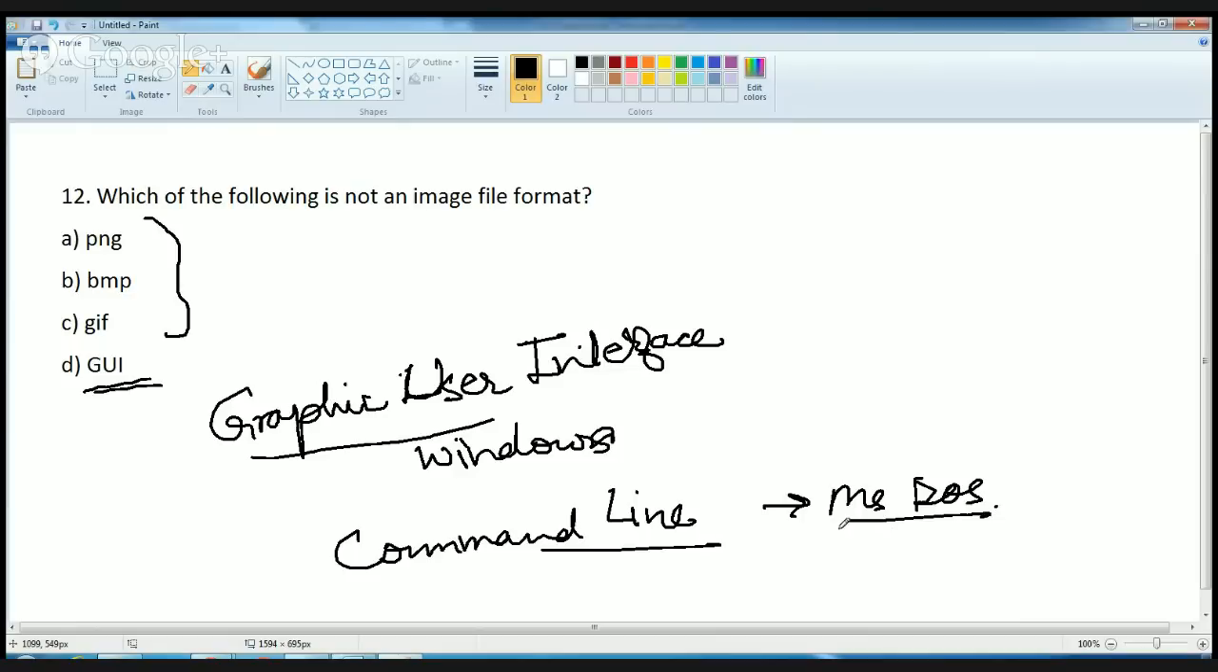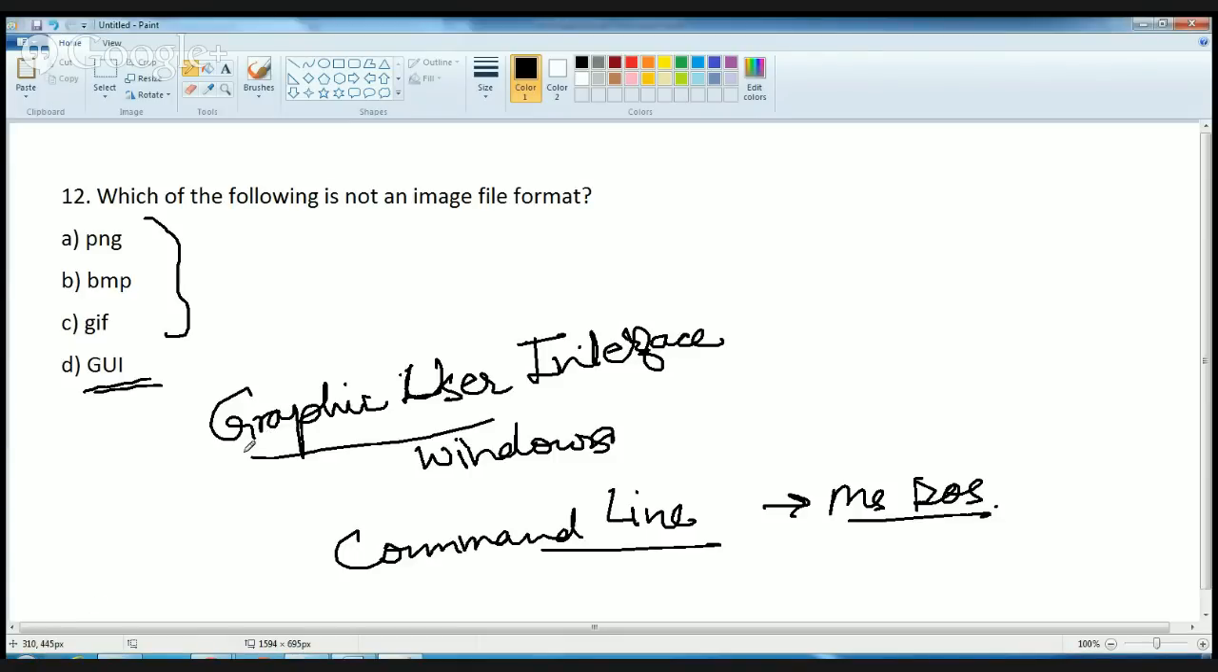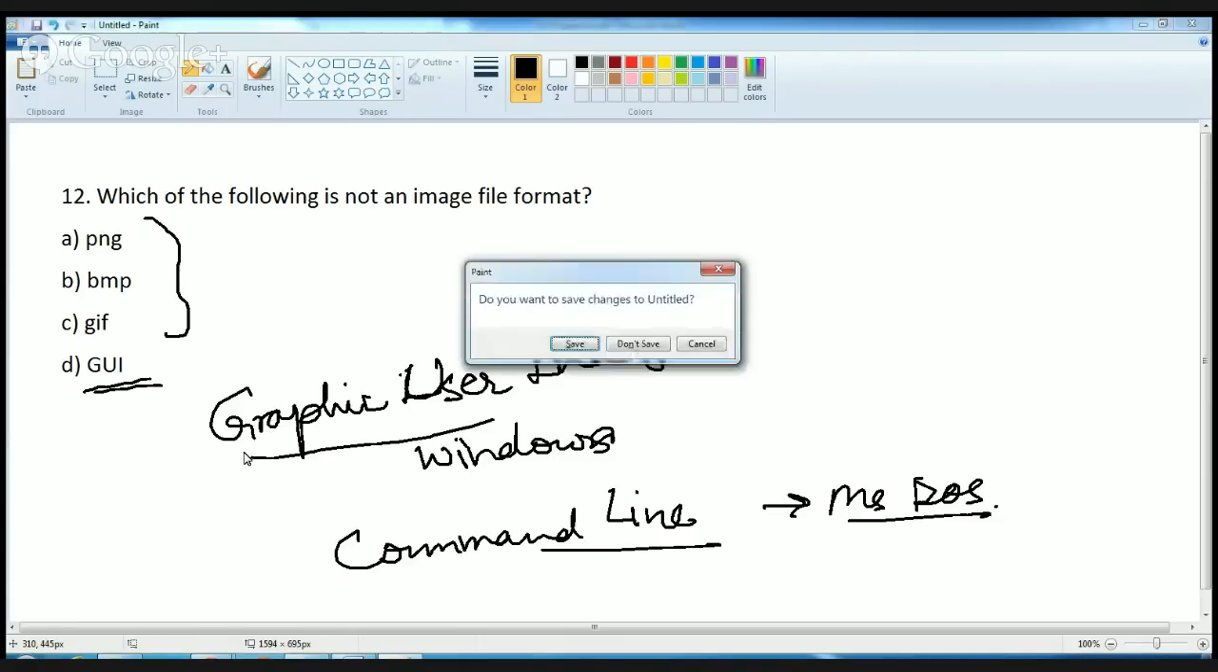So when we talk about the DOS prompt, it uses a command line. So you have to give the command paint, and then Paint would come up. Or you have to give a command text, and then you can read the text. So that is the difference between GUI and a command line interface.